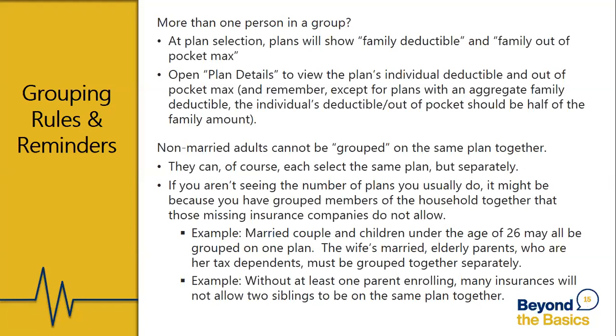Likewise, certain plans will not allow 2 siblings without a parent to be grouped on the same plan. So be aware of that. We've seen situations where people get stuck connected to the fact that they're kind of grouping irregularly in terms of health insurance rules. And that is what messes up their ability to see all the plans. Whereas if you put each sibling in their own group, you could enroll each of them in quote unquote the same plan, but they cannot be enrolled together.